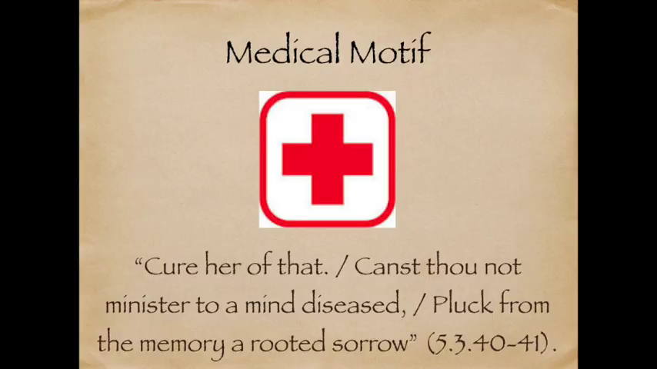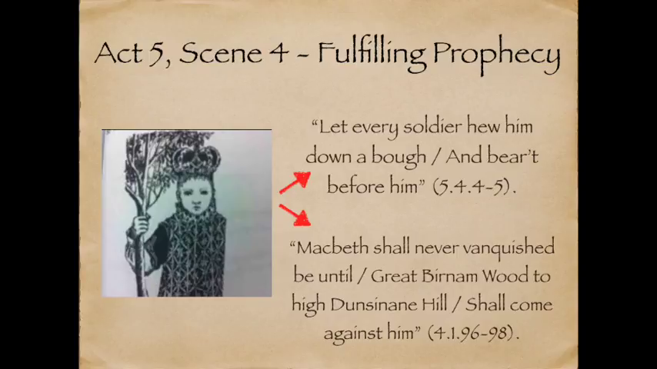During scenes 2, 3 and 4, the play jumps between Macbeth and the forces supporting Malcolm. There is constant talk of Birnam Wood. In Act 5, Scene 4, the English army arrives at Birnam Wood and Malcolm issues the command to let every soldier hew him down a bough and bear it before him. Malcolm is trying to disguise the size of his army. It's camouflage, a technique the military still employs today. Importantly for the play, the soldiers are fulfilling the witch's prophecy. Macbeth shall never vanquished be until great Birnam Wood to high Dunsinane Hill shall come against him.